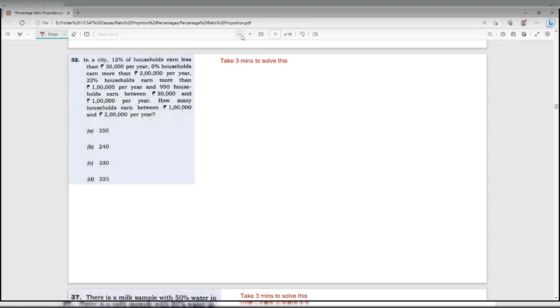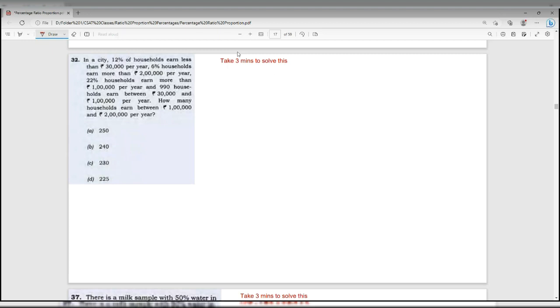Let's see how to go about this question. What they're saying is, in a city, 12% of the households earn less than 30,000 per year. 6% of households earn more than 2 lakhs per year. 22% of households earn more than 1 lakh per year, and 990 households earn between 30,000 and 1 lakh per year. How many households earn between 1 lakh and 2 lakh per year?